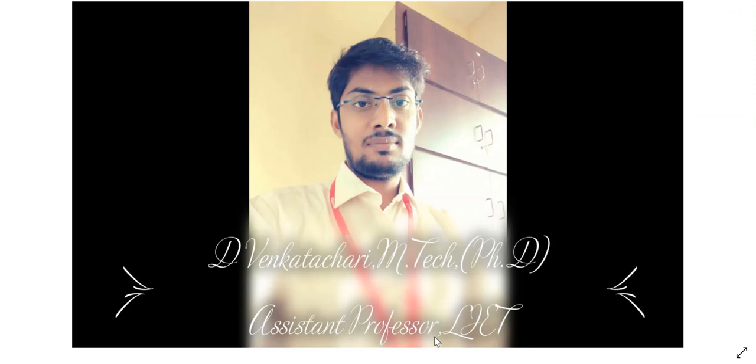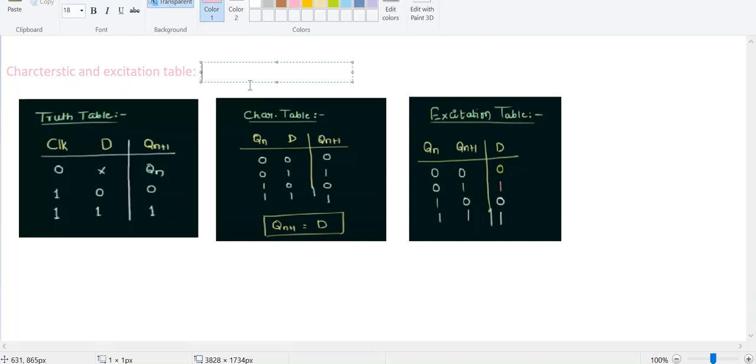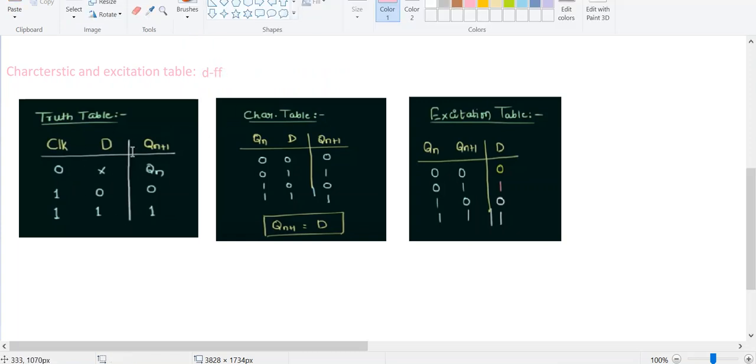In the last lecture, we discussed the concept called D flip-flop. For the D flip-flop, we need to have the characteristic and excitation table in this lecture. First of all, for the D flip-flop, we need to have the truth table. So here I am explaining for the D flip-flop. Okay, now this is our truth table for our D flip-flop.